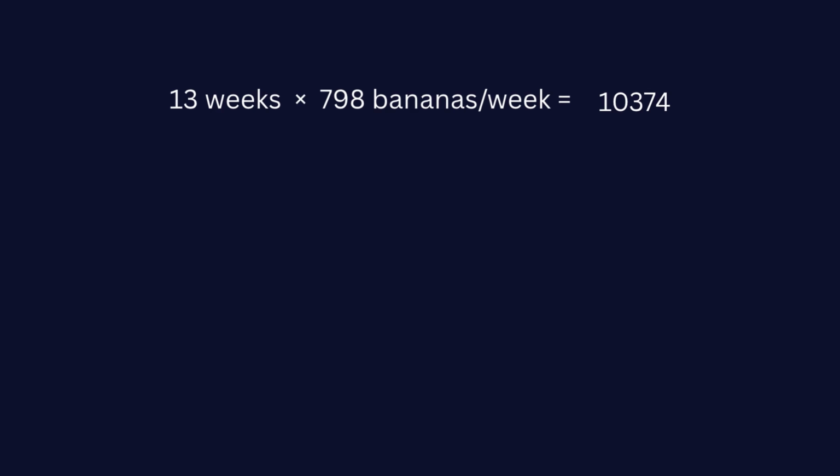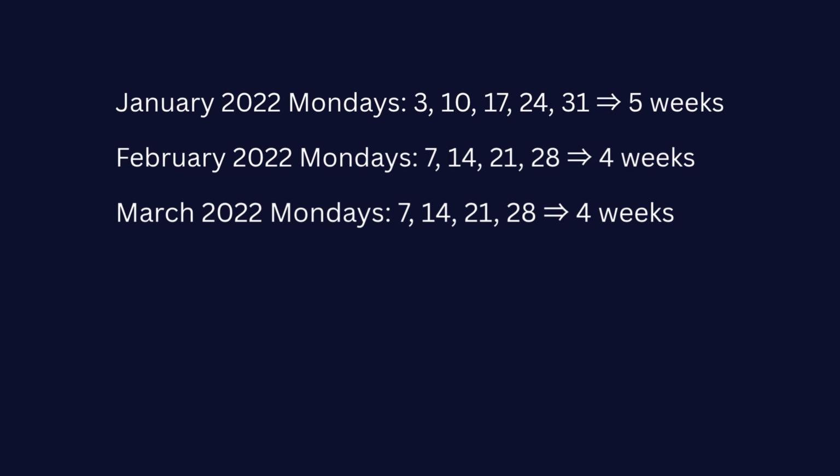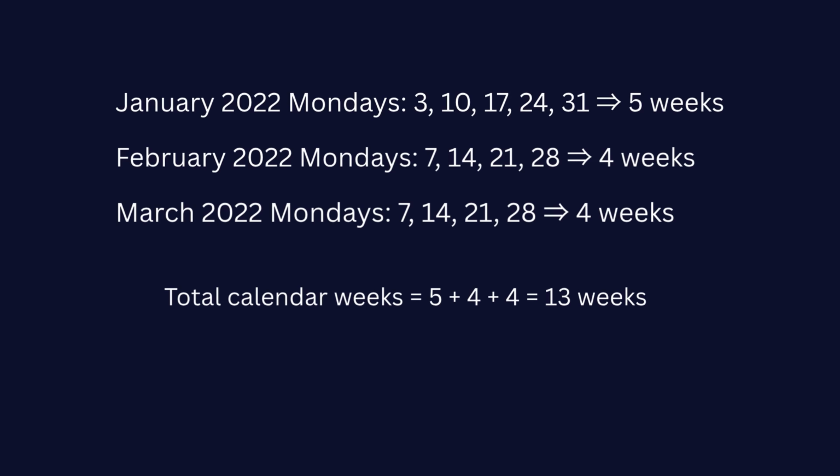There is a faster way to get to the answer if we count weeks by the number of Mondays, or whichever fixed weekday we choose, in the span of 3 months in 2022. So if you look at January, we have Mondays on 3, 10, 17, 24, 31. So that'll be 5 weeks. In February, we have Mondays on 7, 14, 21, 28. So that's 4 weeks. And in March, we have Mondays on 7, 14, 21, 28. That's also 4 weeks. So if I add all the weeks, 5 plus 4 plus 4, that will give me 13 weeks. So I need to multiply 13 weeks times 798. That will give me 10,374 bananas.